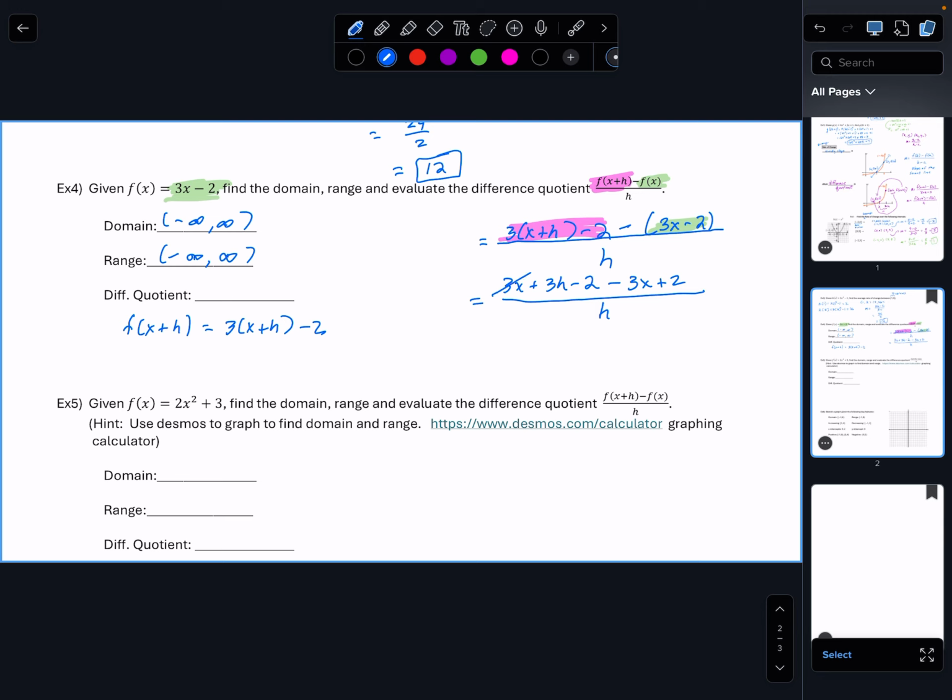And this 3x cancels with that. The minus 2 cancels with that. And I want you to take the step where you write 3h over h. I don't want everything canceled in one step. Now the h's cancel. And your result of the difference quotient is 3.